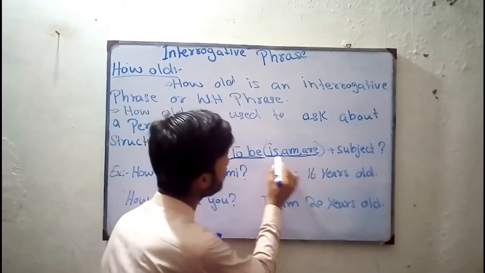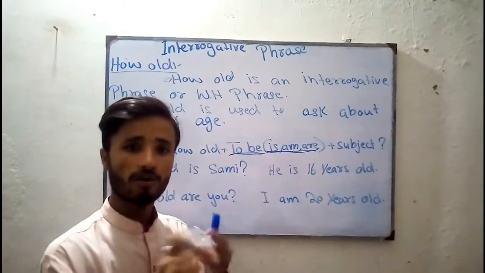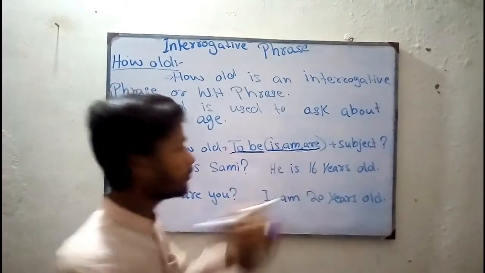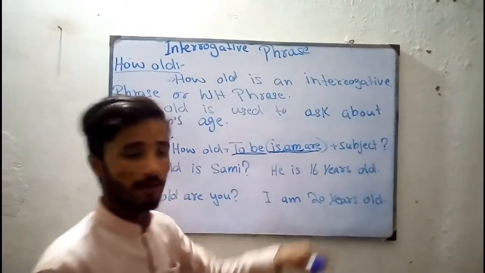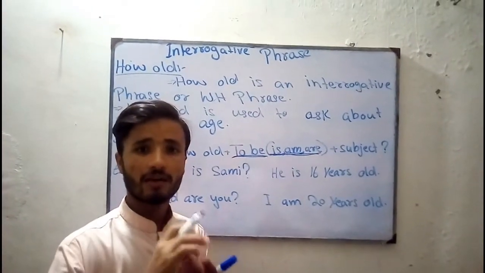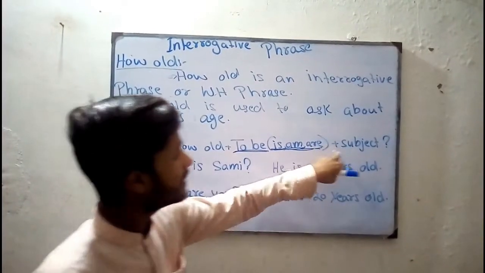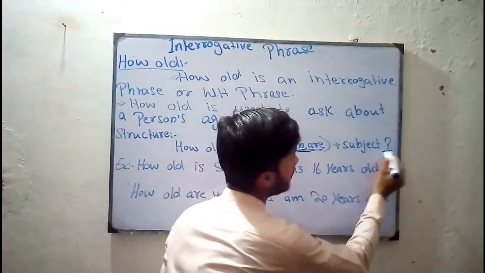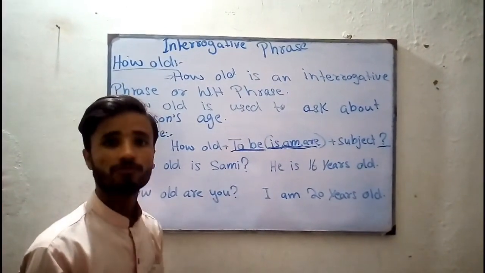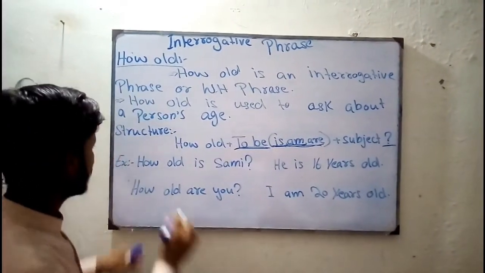Whenever we have a singular subject, he, she, it, or a singular name, then we have to use S. With only I we use M, and with plural subjects like you, we, they, or two names, then we have to use R. Is this clear? Plus subject and question mark, right? After the subject we have to use a question mark because we are making a question.